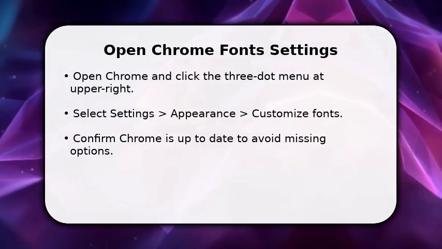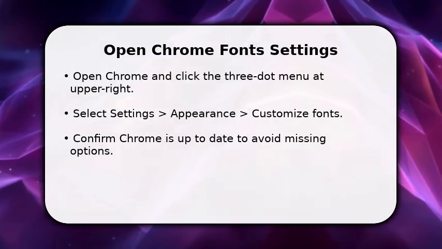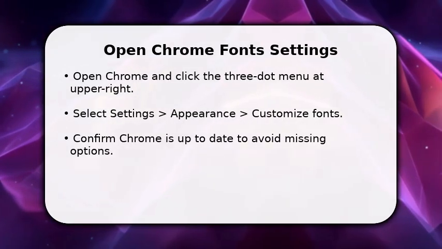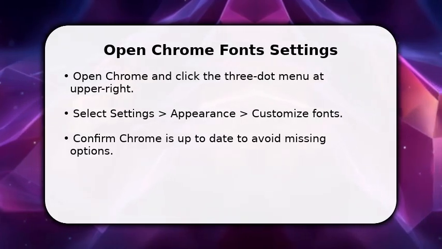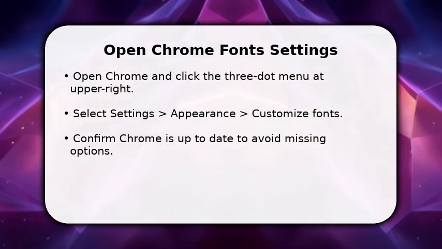You're taking action immediately to access Chrome's type controls rather than hunting through menus, which saves time and avoids confusion when we change specific families and sizes next.